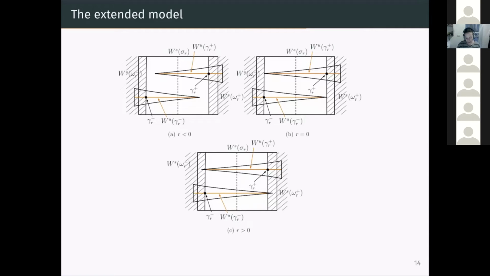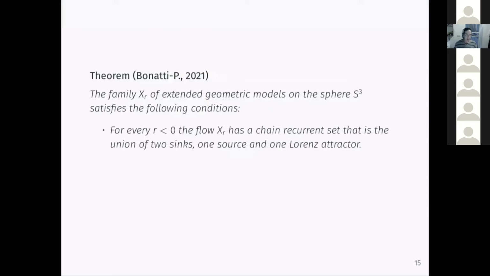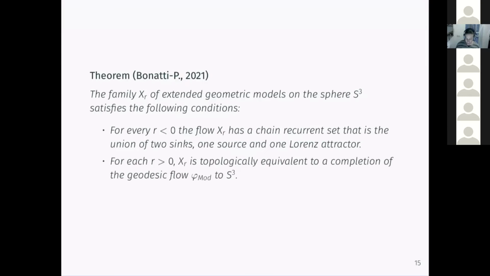So you just take this tip of the triangle and you pull it here. Okay. We can control the fact that we do not lose our dominated splitting along this one parameter family of flows. So we have a parameter R. For R less than 0, we have a flow for which we know the chain recurrence set. So it's a union of these two sinks, one source at infinity, and one Lorentz attractor that is the regular attractor together with the origin.